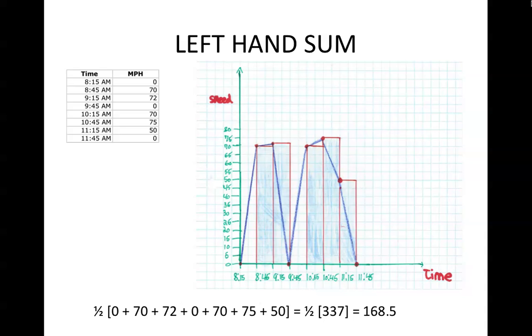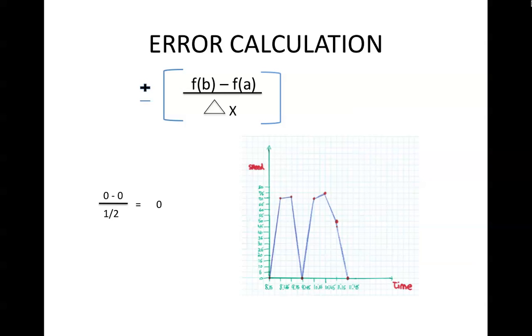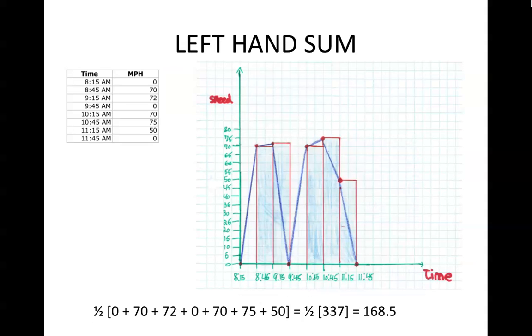So basically we have the graph of that there, and then below, once again, we have the equation for the left hand sum, which gives us the same exact distance as the right hand sum. And then our error calculation would be f of b, or f of 11:45, minus f of a, or f of 8:15, all over the interval, which is 1/2. So that's 0 minus 0 over 1/2, which equals 0. So error calculation isn't really important here.